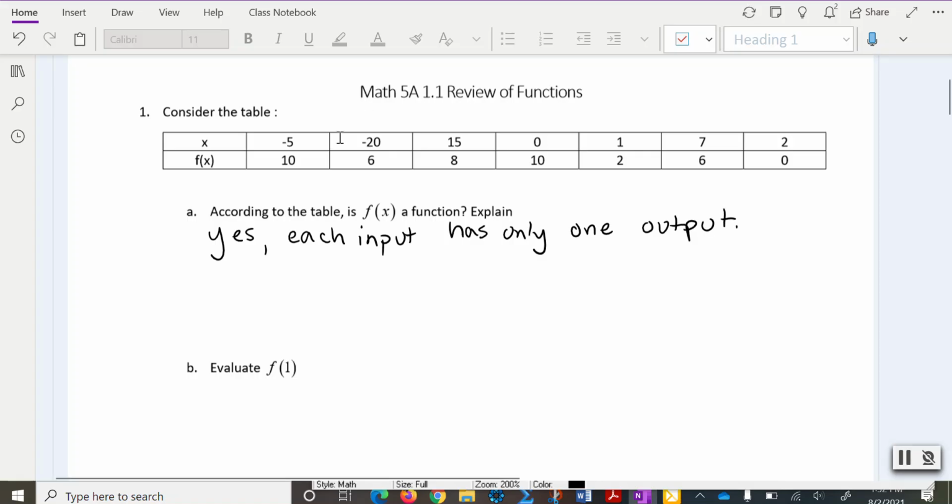So if we were to have seen a repeating x value where the two outputs are different, then we would say that it's not a function, but this one is good to go. So each input has only one output, so yes, this is a function.